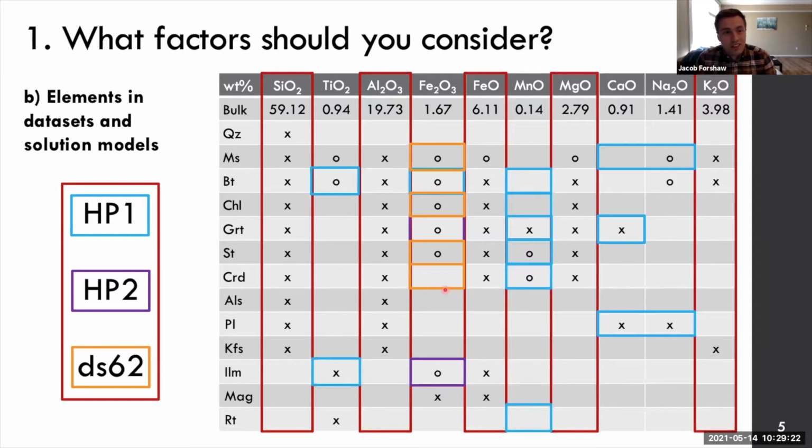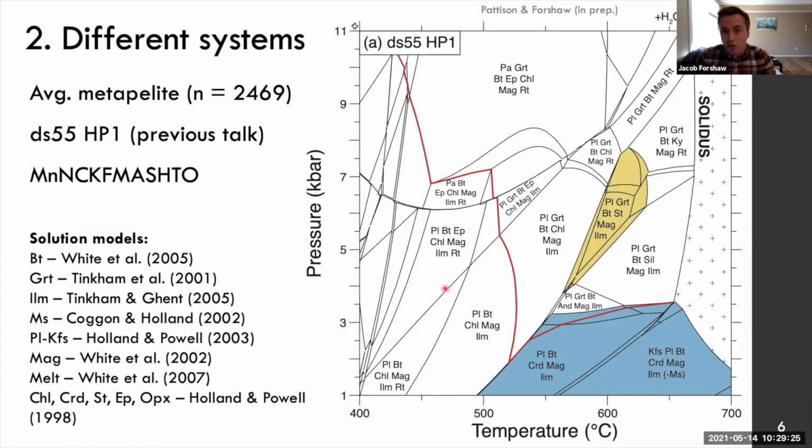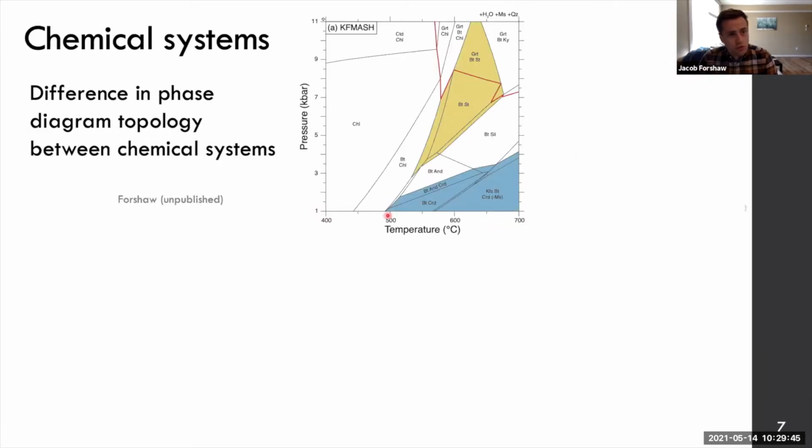Okay, so the second point I want to make is, what does it look like if you decide to model in different systems? This is the same diagram that I showed yesterday for dataset 55 HP1, and just a reminder of the solution models, and this is the full system diagram here. And what I'll show you is what happens if you take the same composition and model it in different chemical systems. So the top diagram here is if you go really simple and model in KFMASH. You can see there's quite a wide, large staurolite field here and cordierite at lower pressures.